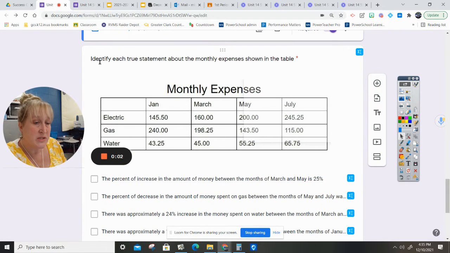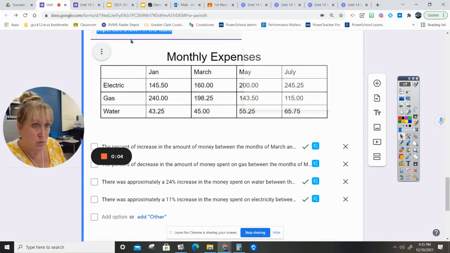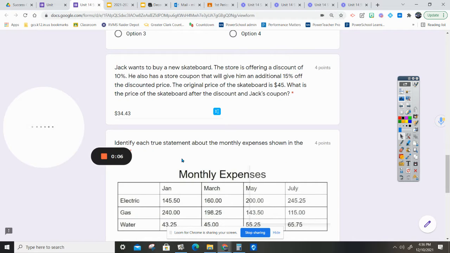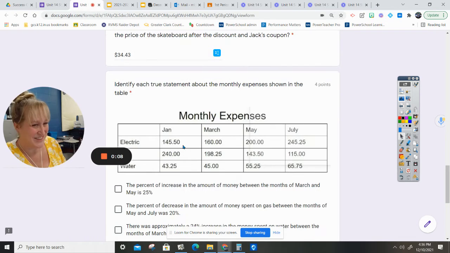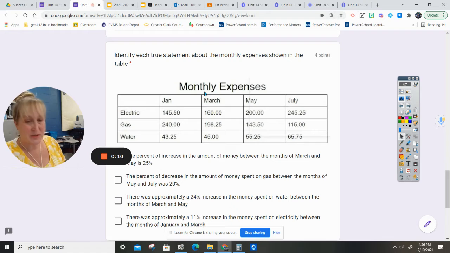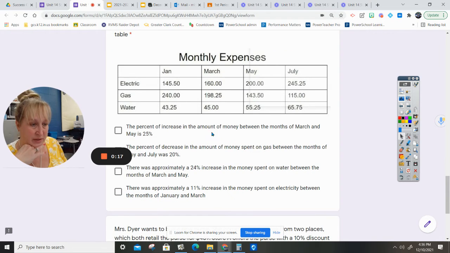Okay, so this one is identify each. Whoa, whoa. Each, sorry, identify each true statement. That means you can assume that there's probably more than one. Okay, so we're going to have to do all of these. So the first thing I'm going to do is read it.